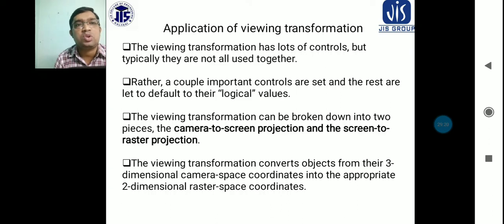The viewing transformations have lots of controls, but typically they are not all used together. Rather, a couple of important controls are set and the rest are left at their default logical values. The viewing transformation can be broken down into two pieces, the camera to screen projection and the screen to raster projection. The viewing transformation converts objects from their three-dimensional camera space coordinates into the appropriate two-dimensional raster space coordinates.